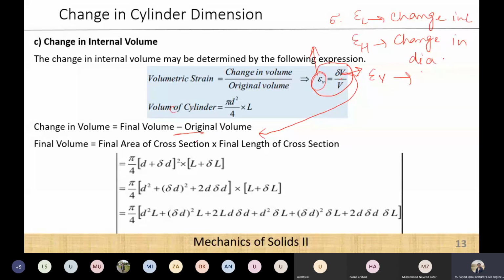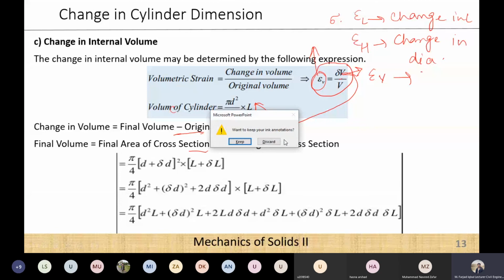In this equation, the original volume is pi d square over 4 into L. The final volume we don't know, and we need to calculate this change in volume as well. So what will be the final volume of the cylinder? For example, if a stress is being applied, there will be a change in the volume of the cylinder. So what will be that volume? If this is the original area, the final volume will be the final area of cross section multiplied by the final length.